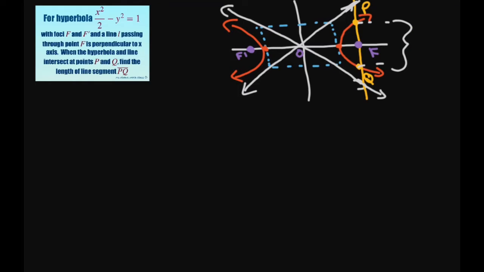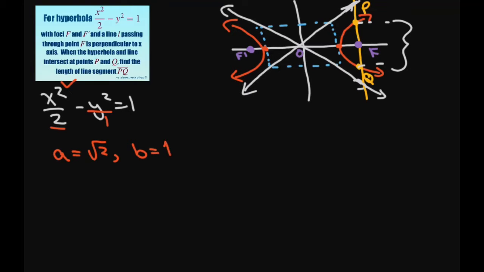So let's see what we have. Let's look at our x squared divided by 2 minus y squared equals 1. Now using my formula, x is the lead, and you look under the x, and your a is going to be the square root of that. So it's the square root of 2. Under the y is 1, so b is the square root of 1, which is just 1.